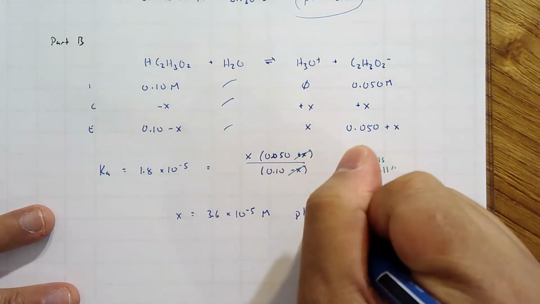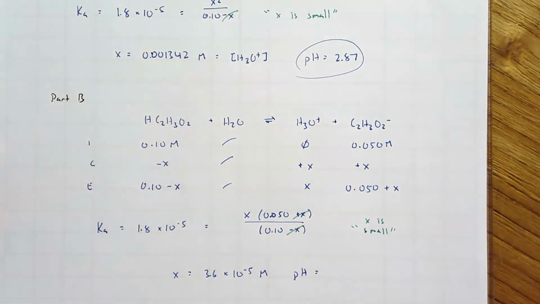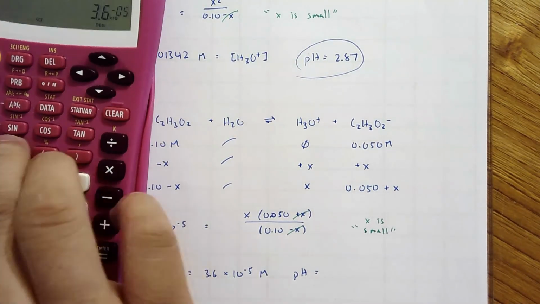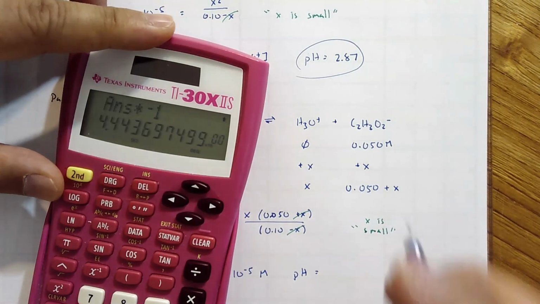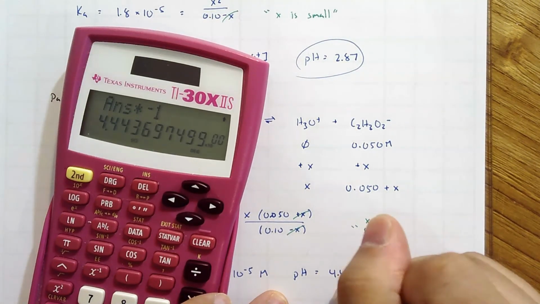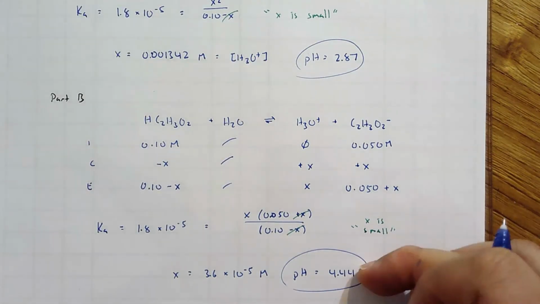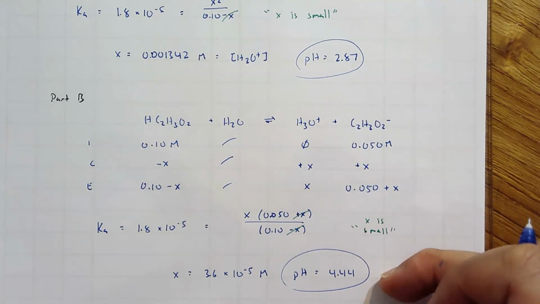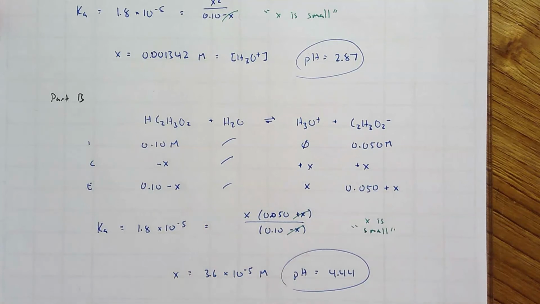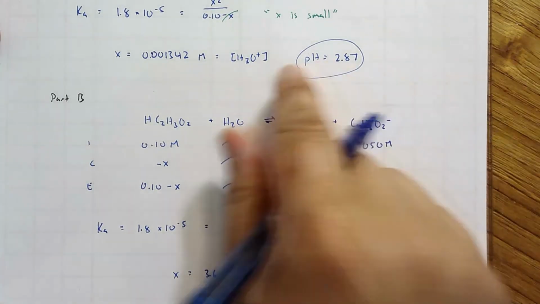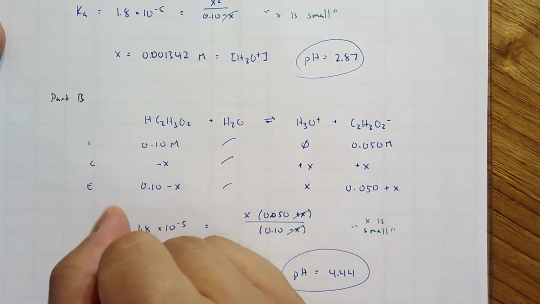The pH equals. Now without the common ion, the pH is 2.87. With the common ion, we take the log of that answer times negative 1. It went up to 4.44. Compare those two numbers. This is less acidic. It has less H3O plus than if we didn't have the common ion. Okay. Let me just write this H3O plus.